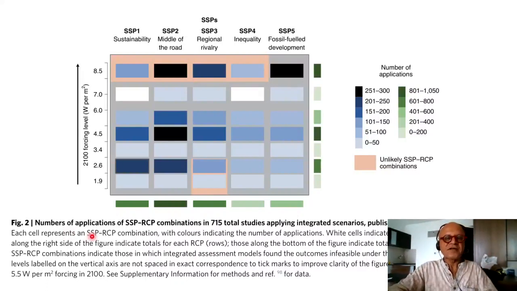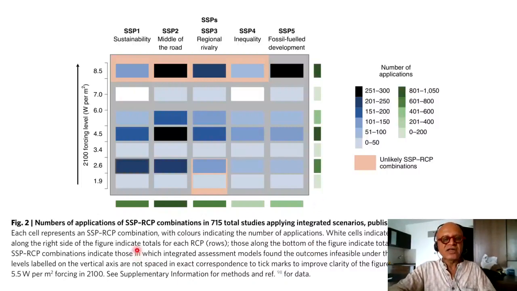So here are numbers of applications of SSP RCP combinations in 715 total studies applying integrated scenarios published over the period of 2014 to 2019. Each cell here represents an SSP RCP combination, with colors indicating the number of applications. So again, a complicated graphic, but I won't go into the details. White cells indicate no application, so you have SSP4 and 2100 forcing level of 7 not done at all, and similarly 7 and SSP1. This is basically somewhere from 6.5 or so to 7.5, not done here, for example. So that's easy to track.